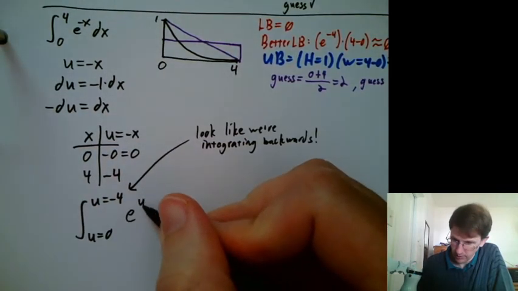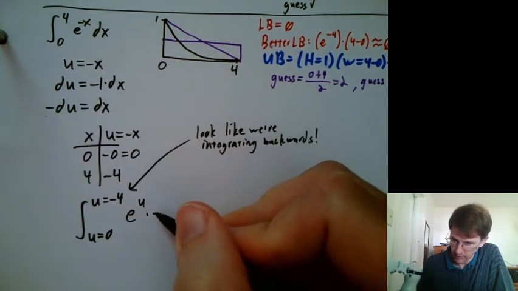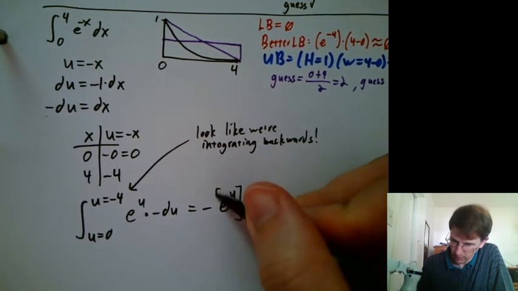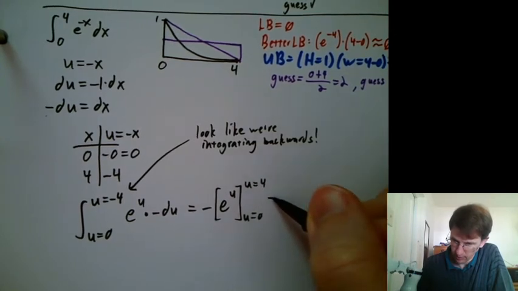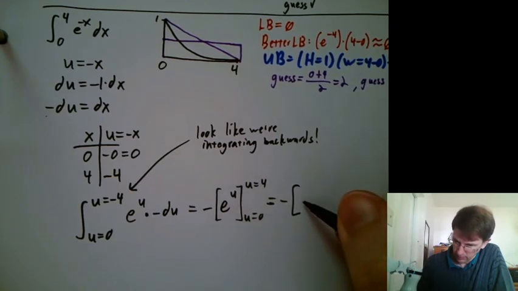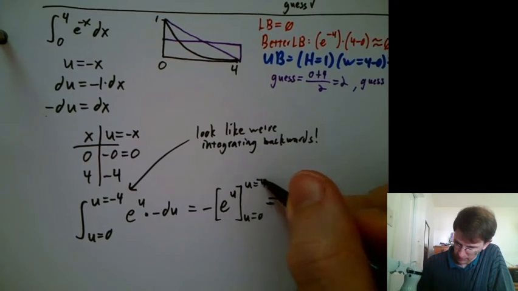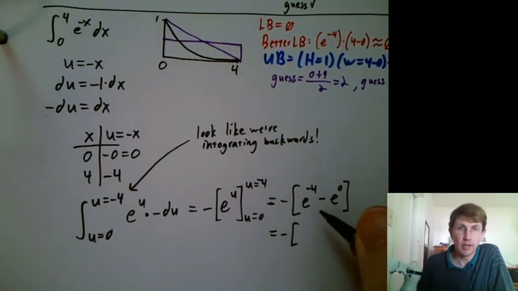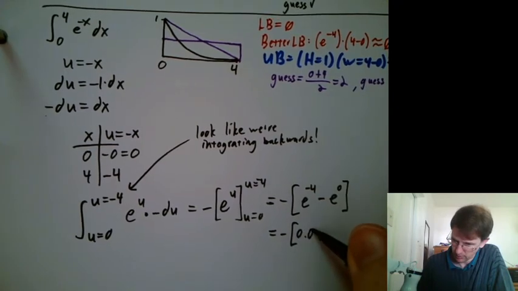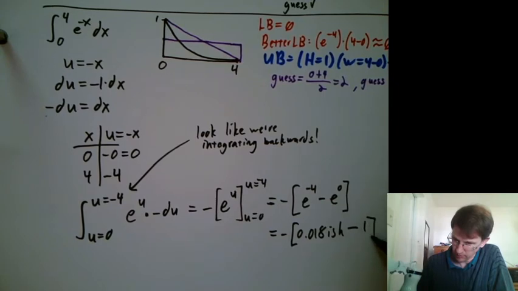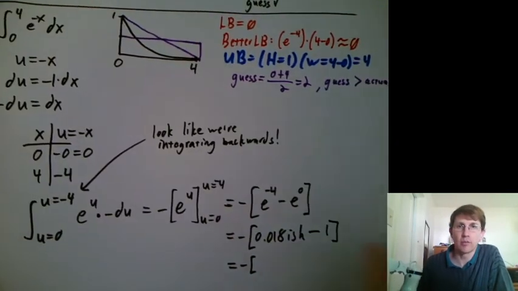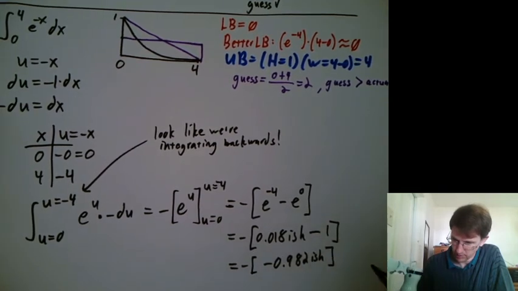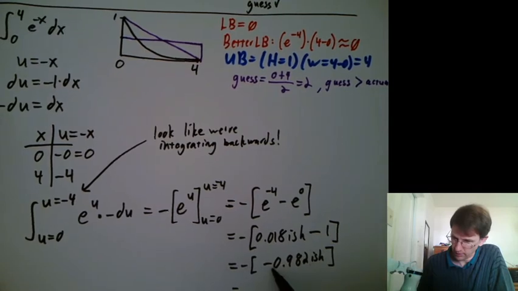We should have e to the u times, replace dx with negative du. Integral of e to the u is e to the u. Move the negative out here, from u equals 0 to u equals negative 4. And so we get negative e to the negative 4 minus e to the 0, so e to the negative 4 is 0.018-ish, minus e to the 0, which is 1. And then what's 0.018-ish minus 1? It's negative 0.982-ish. And then overall, this negative cancels that negative, so I get positive 0.982-ish.